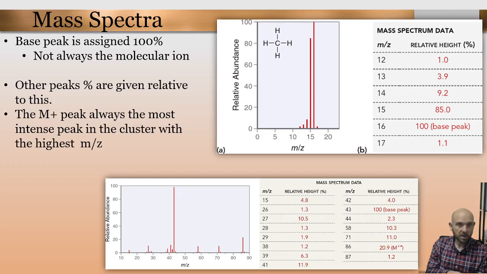But one of the big things we can get from this information is, for smaller molecules, we can use this to determine how many carbons are present in this particular molecule, and I'll give you some examples on that coming up. The molecular ion peak, the last note on this slide here, is always the most intense peak in the cluster with the highest mass to charge ratio.